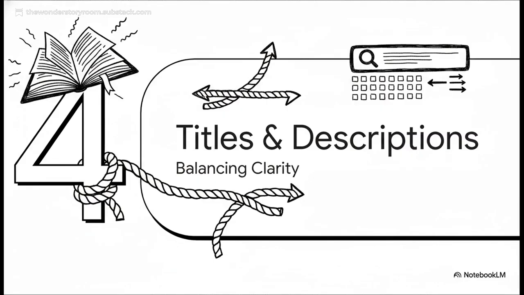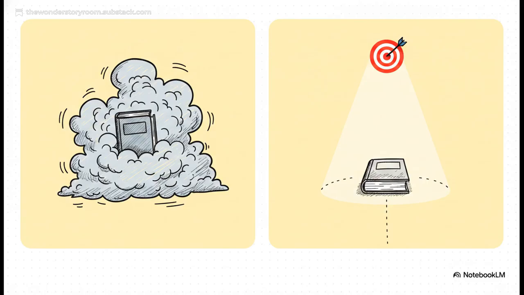Next up, Section 4, Titles and Descriptions. It's all about balancing clarity. You might totally love a poetic, kind of ambiguous title like Foundations. And sure, it probably looks incredibly elegant on a book cover. But without a specific, clarifying subtitle, it leaves your book completely lost in the fog of a search-driven ecosystem.